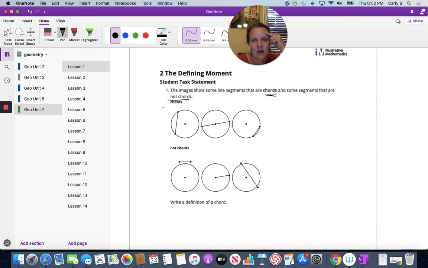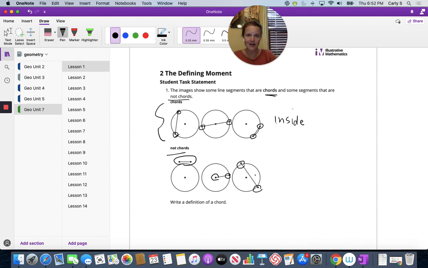All right? So a chord is something that has endpoints on the circle, and that's it. That's the definition. Endpoints on the circle, and it's inside the circle. So it's a line segment with endpoints on the circle. Here, not chords. That's not even inside a circle. This has one endpoint on the circle and one endpoint in the center of the circle, not a chord. This one is outside the circle. The endpoints are not on the circle itself.